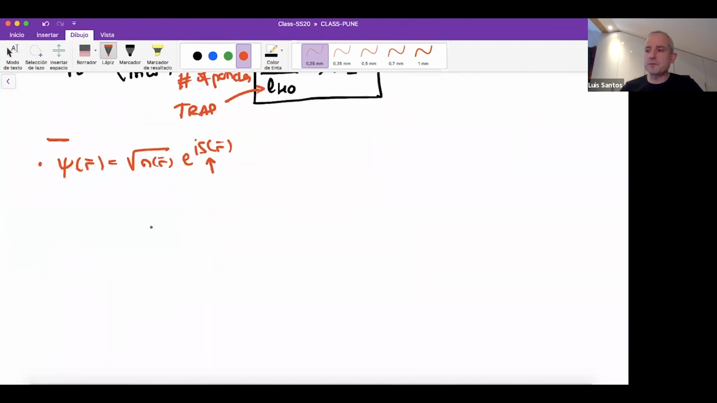And here we will proceed similarly to our discussion when we were discussing the Landau criterion. So let's consider first a reference frame in which the BEC is at rest.